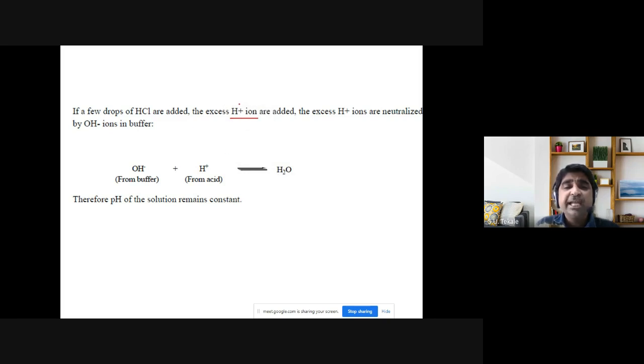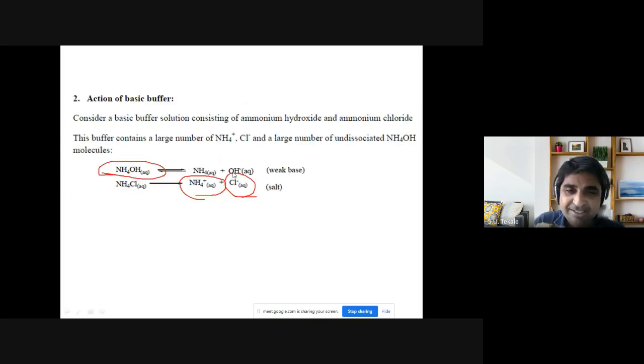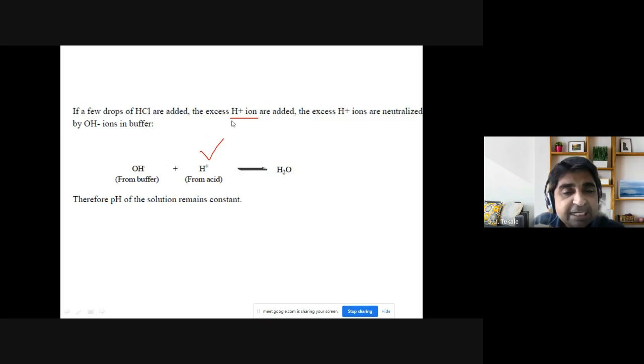So the H plus ions from this added acid will combine with the OH minus ions from the buffer solution. The OH minus ions are coming in this buffer solution because of dissociation of that weak base, that is ammonium hydroxide. So these H plus ions from added acid will combine with the OH minus ions from the buffer solution, and there will be formation of water molecule.